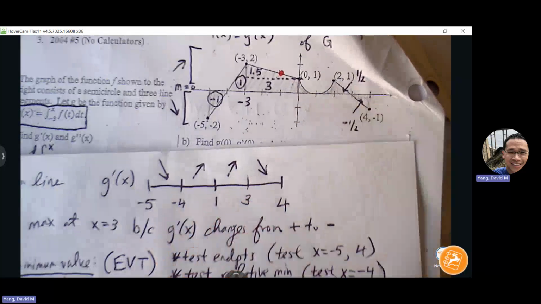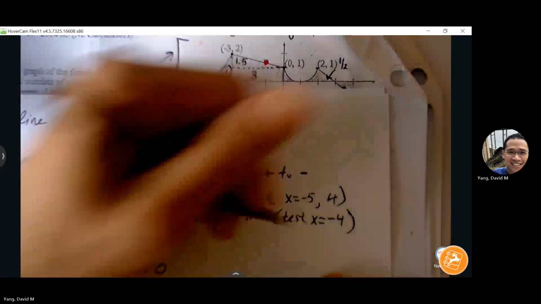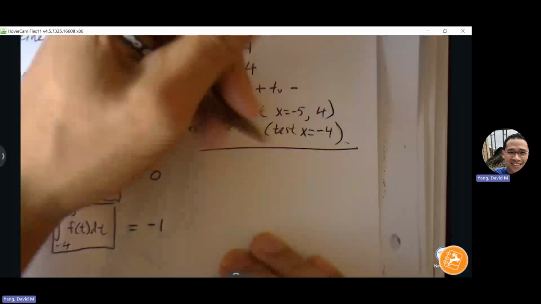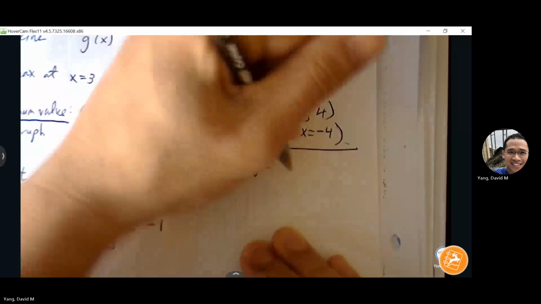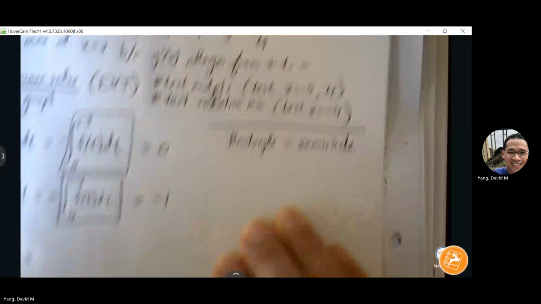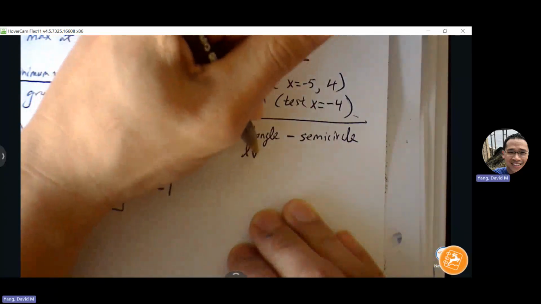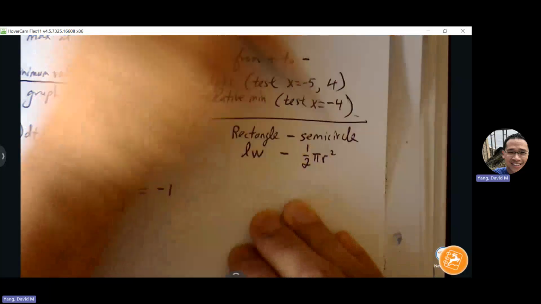These on their own are not geometric shapes, but we can use geometric shapes to get to that area. Okay, so rectangle minus semicircle. I'm going to do the work here so I don't have to spend all the space here. So it's a rectangle minus a semicircle. The rectangle is length times width or base times height. The semicircle is 1/2 pi r squared.